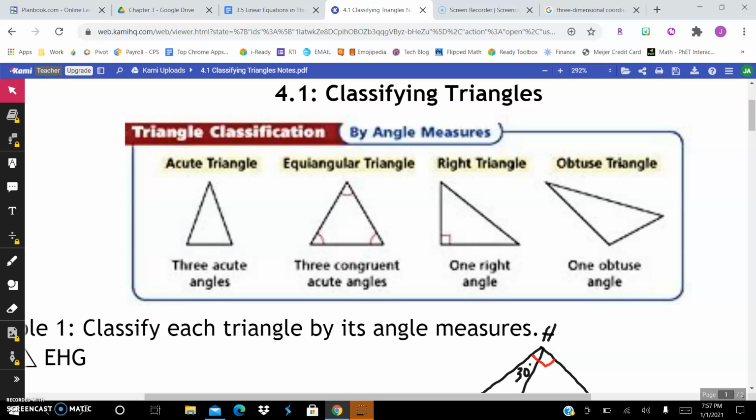The third one is a right triangle, where one of the angles is a right angle, and a right angle, remember, is 90 degrees. And that is given by that little square there in the corner. And then the fourth one is obtuse. An obtuse triangle has one obtuse angle. And remember, an obtuse angle is larger than 90 degrees.